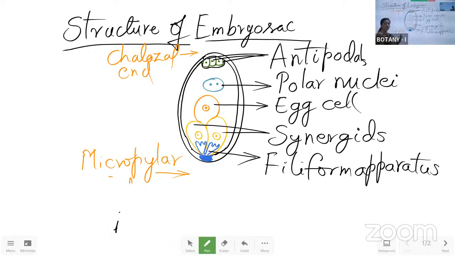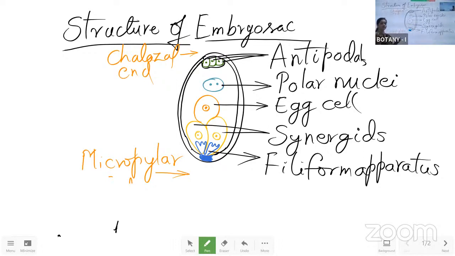So there is no need for us to worry about whether they are haploid or diploid cells. All are haploid. Whenever we are talking about the synergids, we can say the two synergids are haploid. The egg cell is haploid. Antipodals are haploid. All three are haploid. Okay. And what is the last sentence we have to write for the antipodals?